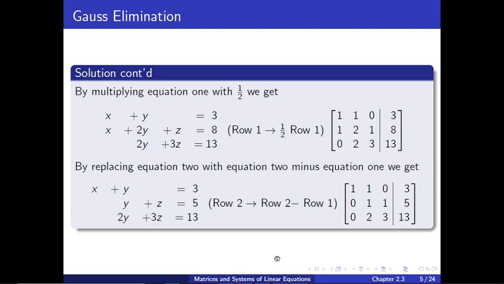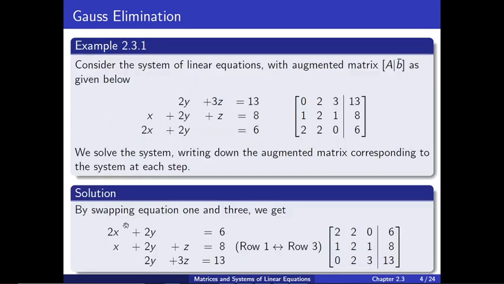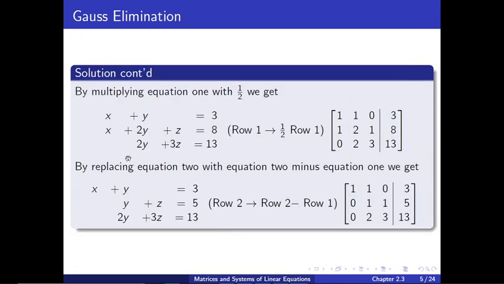Then the next thing is we multiply equation 1 by half, right? So if we multiply equation 1 by half, we had 2x plus 2y is equal to 6. Therefore 2x divided by 2 is x. So we are going to have x plus y is equal to 3, right? And that's what we have there, x plus y is equal to 3.